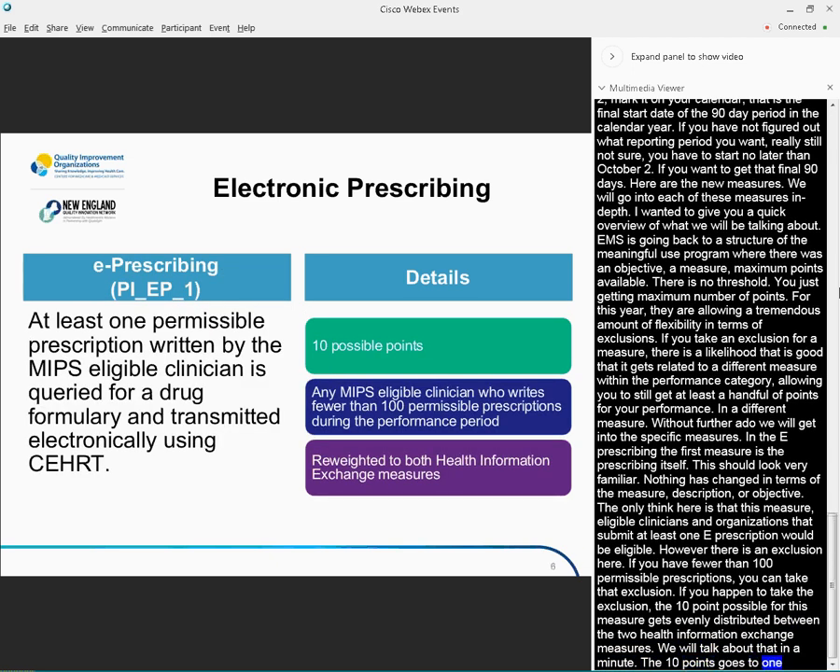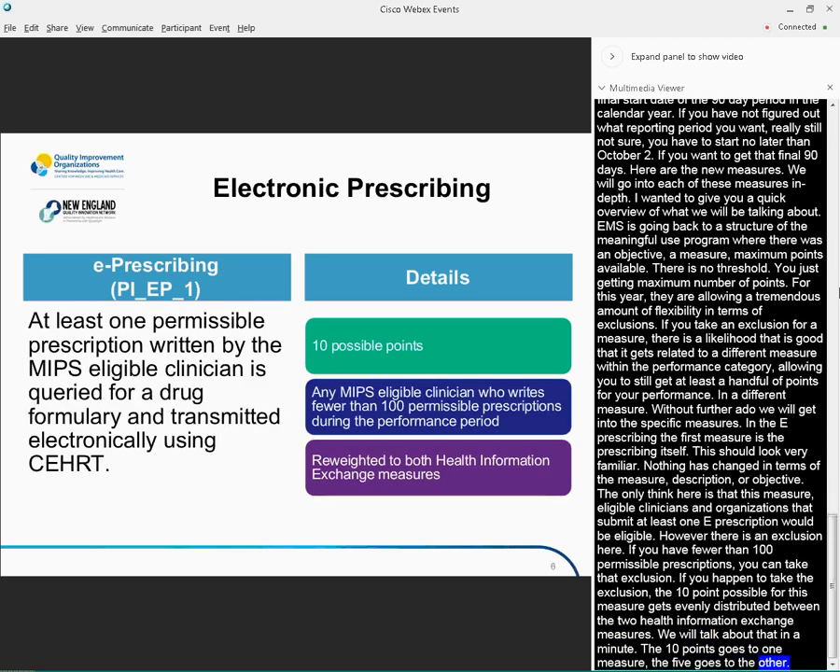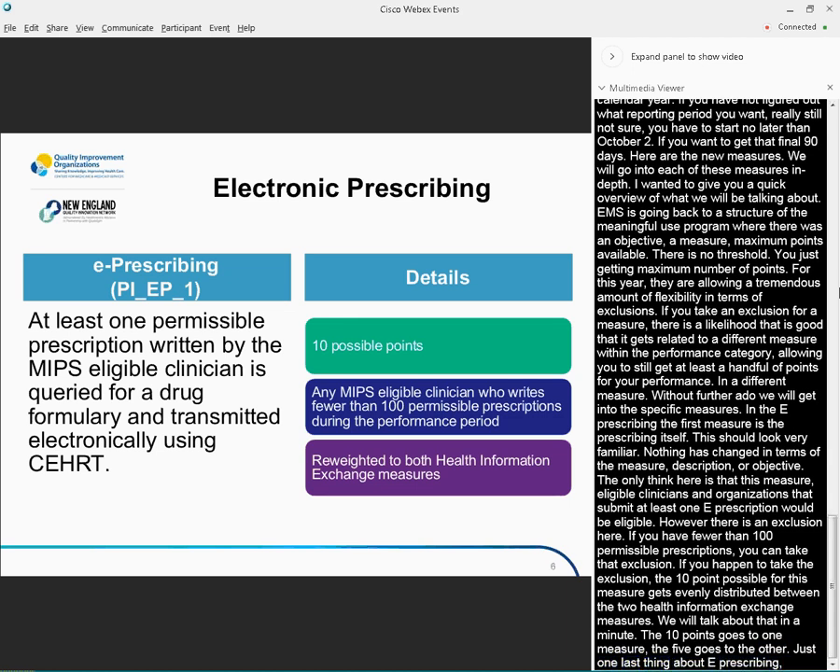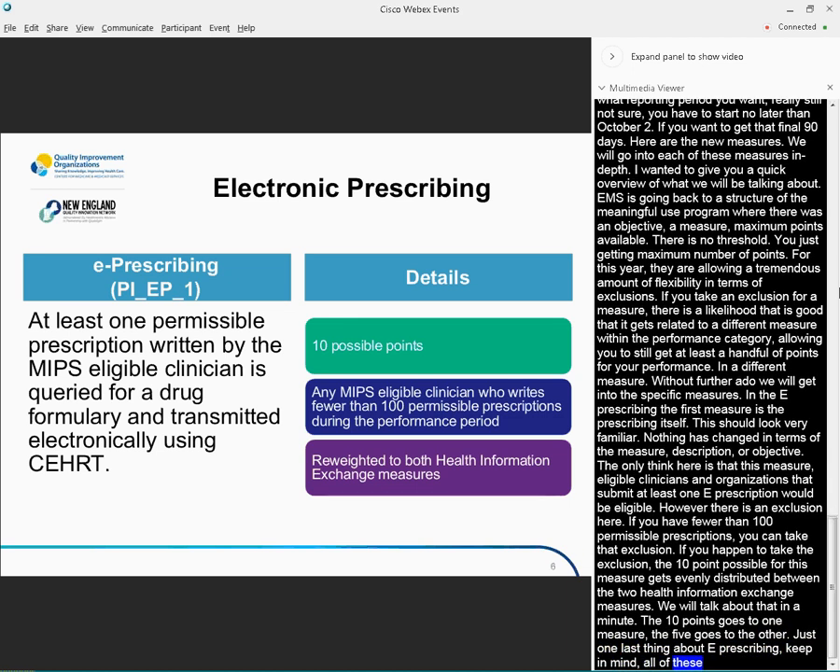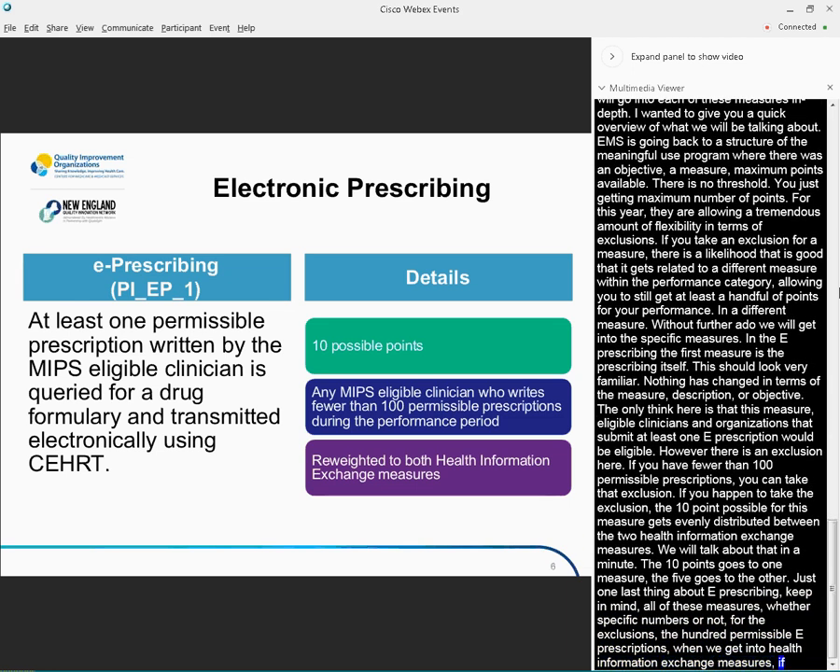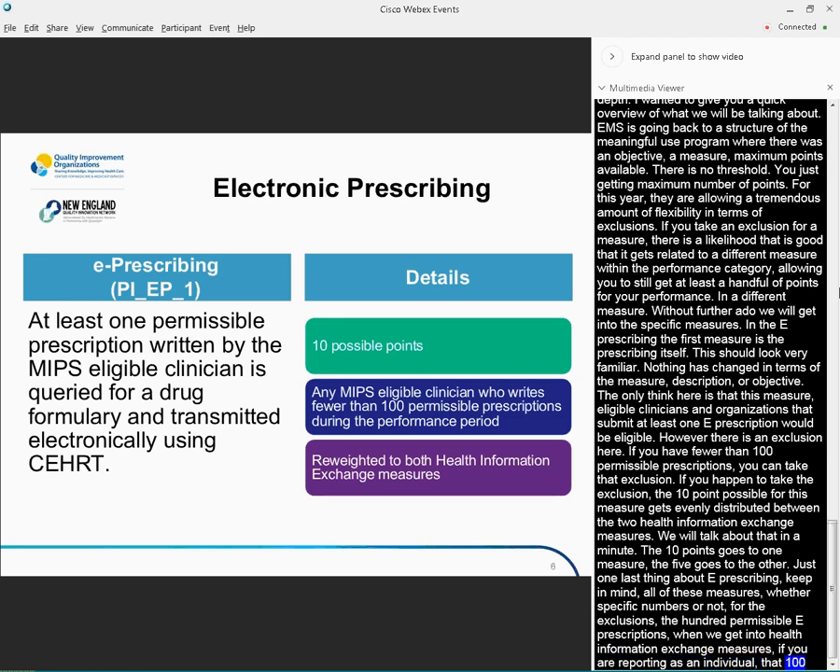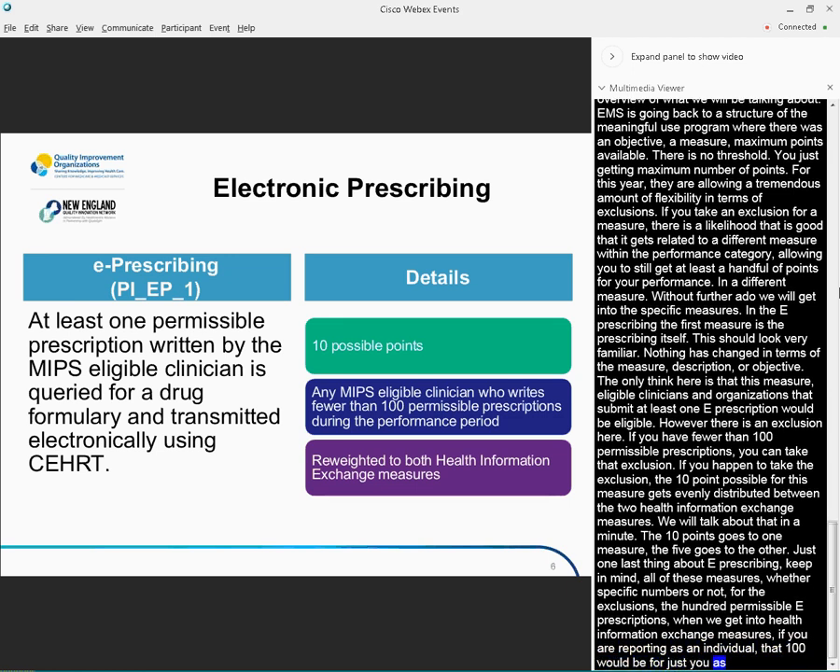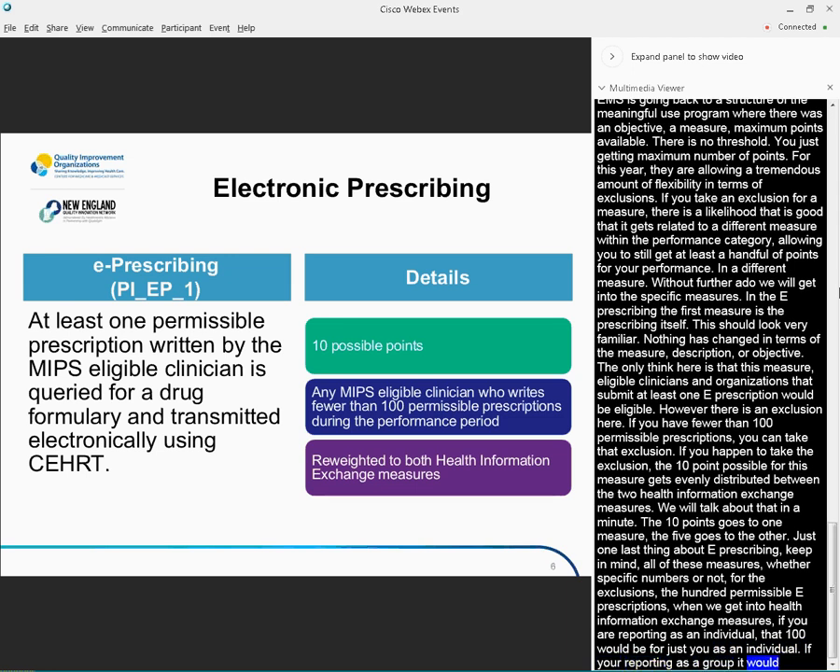And just one last thing about e-prescribing before I move on. Keep in mind all of these measures where there's a specific number for the exclusion. So here's the 100 permissible e-prescriptions. When we get into the health information exchange measures, it's those transitions and referrals. If you're reporting as an individual, that 100 would be for just you as an individual. If you're reporting as a group, it would be 100 for all of the members of your group. So that group just has to meet 100 in order to be eligible for that measure.